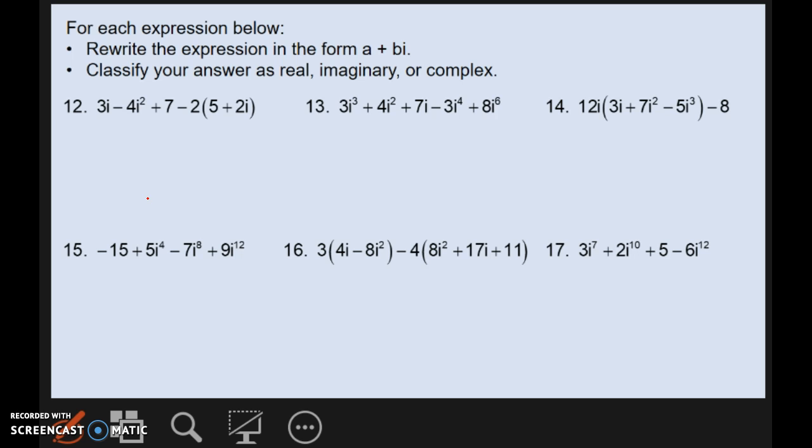So let's grab a couple of these and we'll go through them together. It's like 13. We have 3i to the third plus 4i squared plus 7i minus 3i to the fourth plus 8i to the sixth.